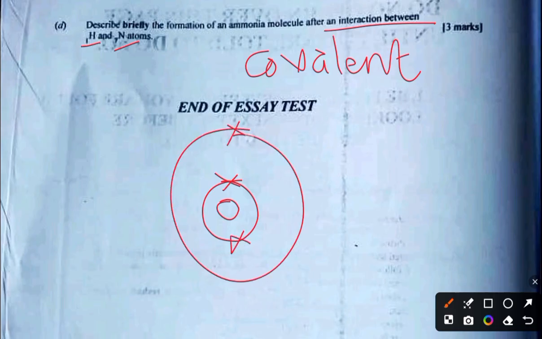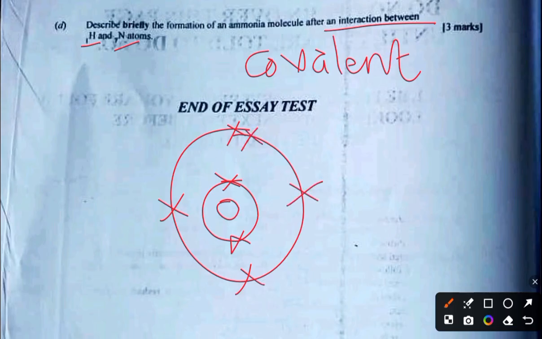Now, what is a covalent bond? A covalent bond is formed when there is sharing of what? Electrons. How is the bond going to be formed? There should be sharing. Sharing actually is pairing together. So in order to see how this interaction will be, I'm drawing the nitrogen first. Nitrogen has 7 electrons. 1, 2, 3, 4, 5, 6, 7.